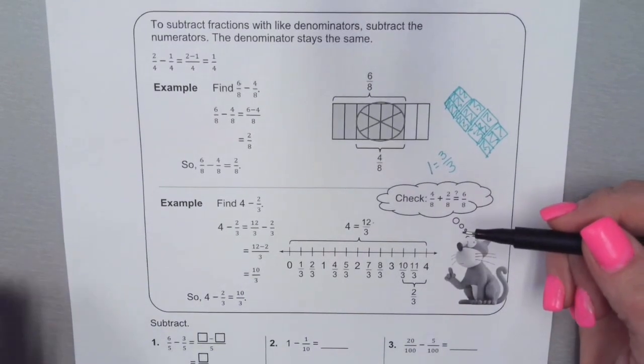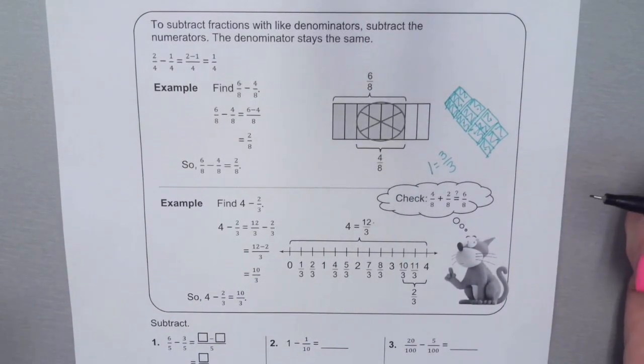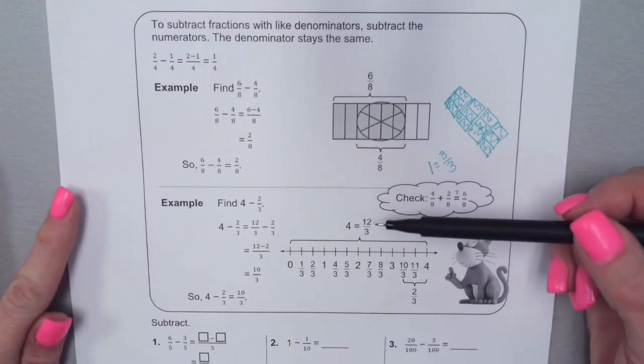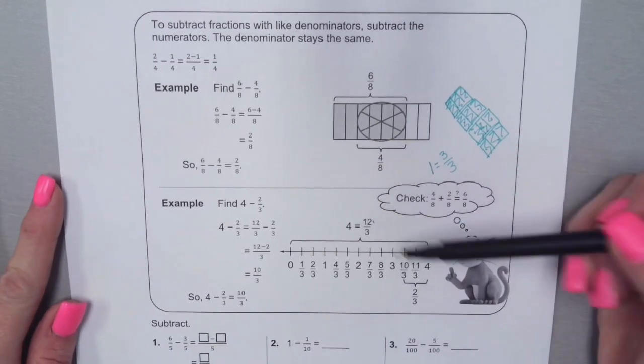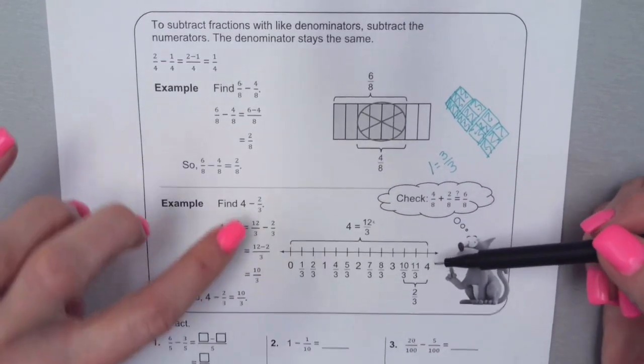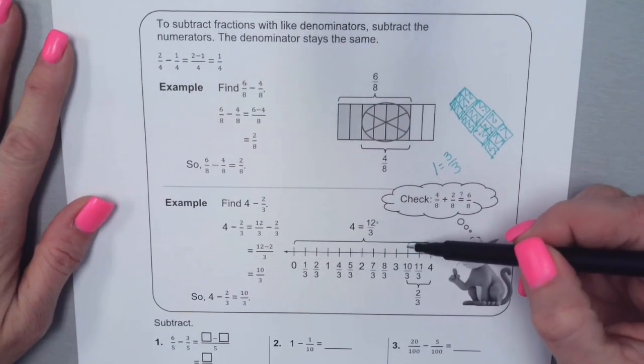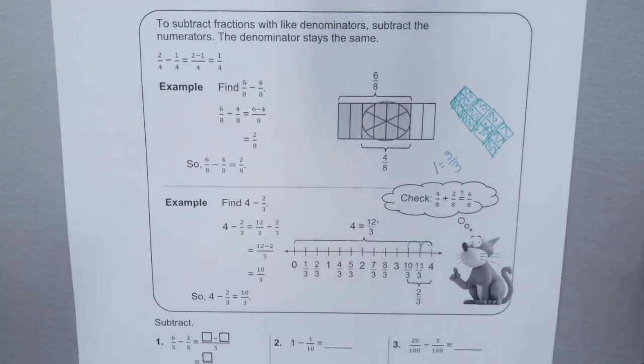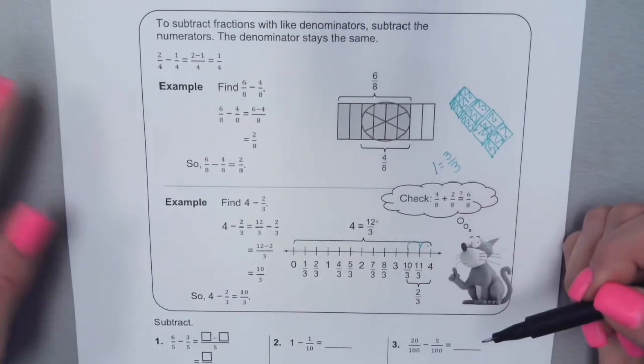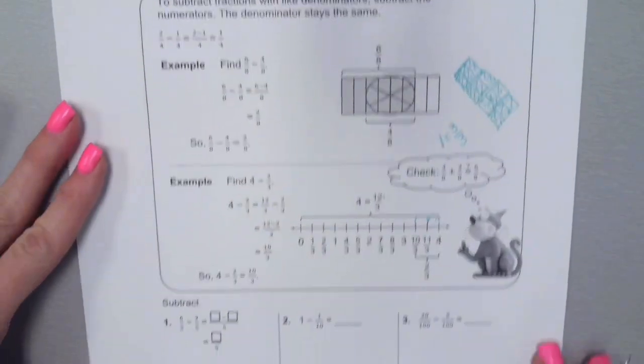Every single box, from the start, you really filled them in whenever you did that method. And towards the bottom, you started filling them in. And so now that we know that 4 equals 12 over 3, it's easy to take 2/3 away. So we just jump back 2 spaces, and we end up with 10 over 3.